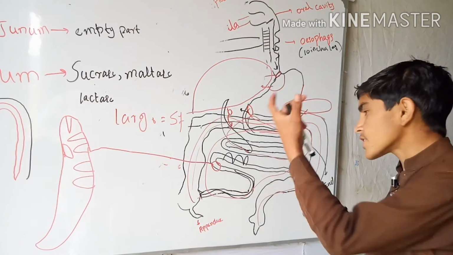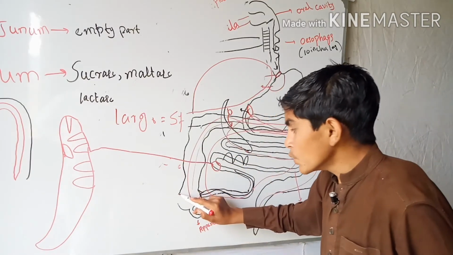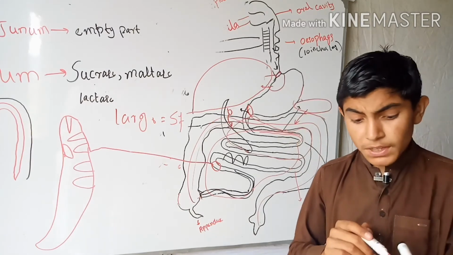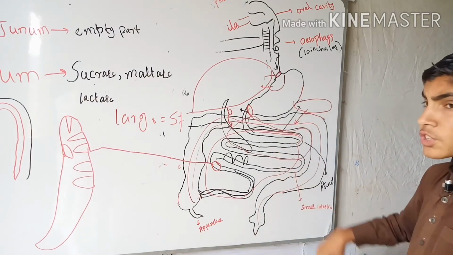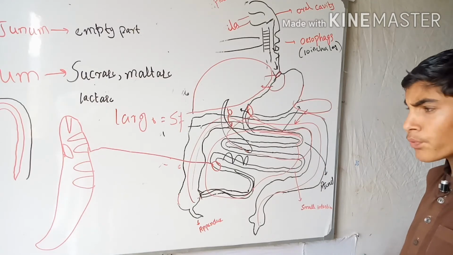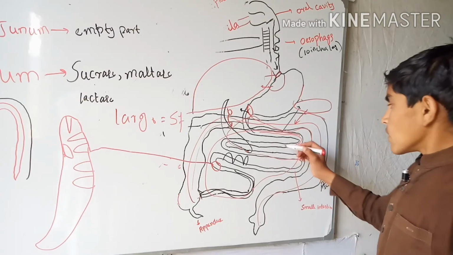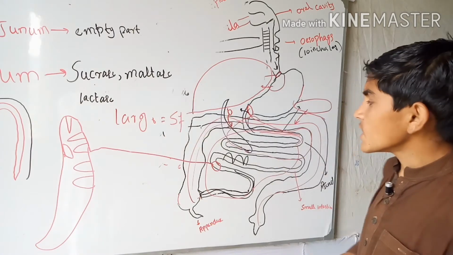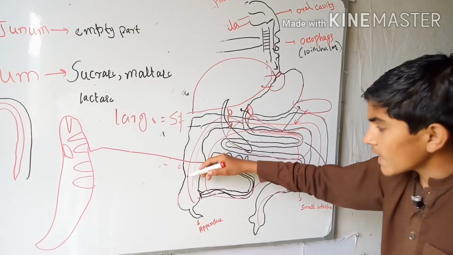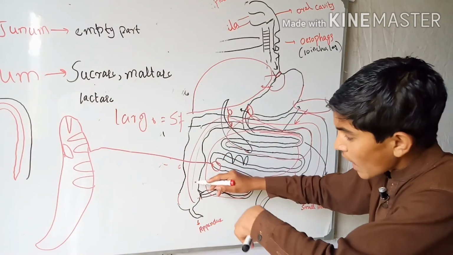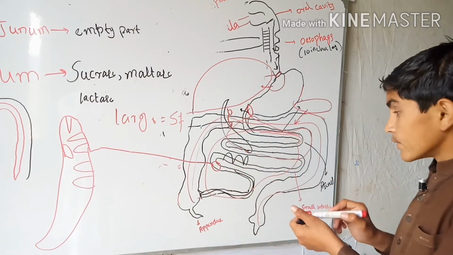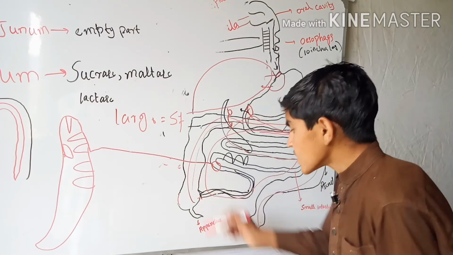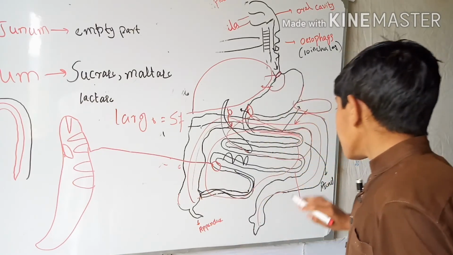It is called the large intestine not because of its length, but due to its diameter, because the diameter of the small intestine is 3 to 4 times less than the large intestine. Therefore, it is called the large intestine due to the higher diameter compared to the small intestine. Okay, so the large intestine consists of 4 parts.